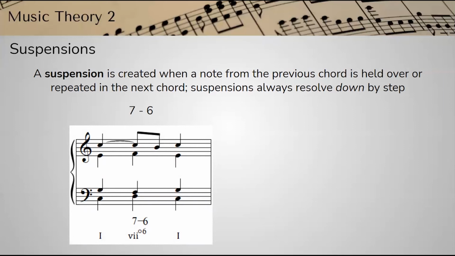So in this example, we have what's called a 7/6 suspension. And that's because the note that's being held over from the previous chord to create the suspension is a seventh above the bass note. So let me play this.